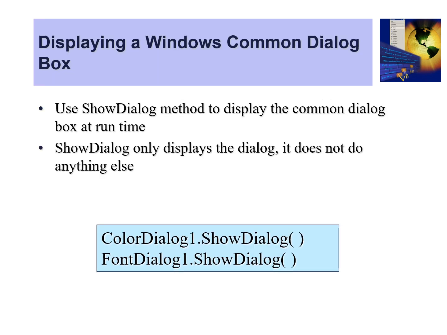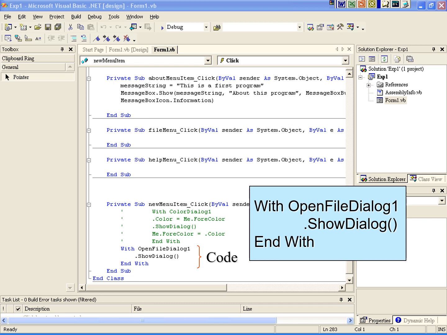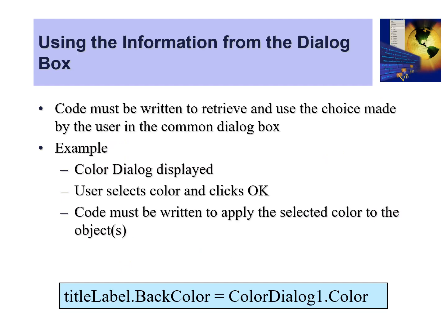So you can display the Windows common dialog box. You have to use the ShowDialog method to display the common dialog box at runtime. ShowDialog only displays the dialog, it does not do anything else. For example, ColorDialog1.ShowDialog, FontDialog1.ShowDialog. And this is the code we have. You can write it for the open file dialog, under which you have written the ShowDialog code, which helps to show the dialog box on the screen.